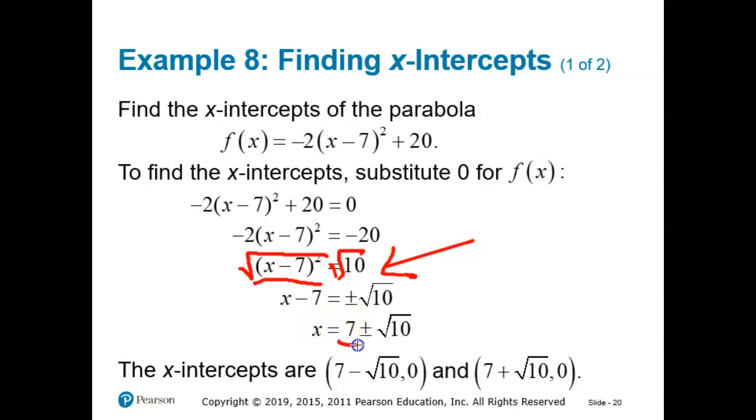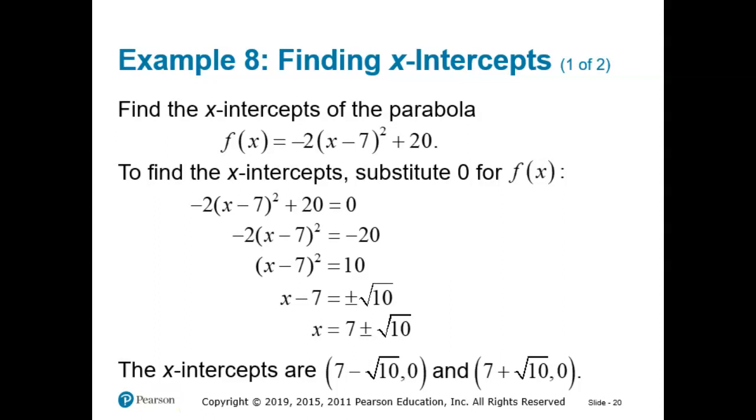Do not add the 7 under the radical. 7 is outside the radical because we really can't simplify 7 plus or minus the square root of 10. That doesn't simplify. So it's key here, do not put that under the radical sign. The x-intercepts are 7 minus the square root of 10 and 0, that's 1 point, and 7 plus the square root of 10 and 0. So that is where it is crossing the x-axis.